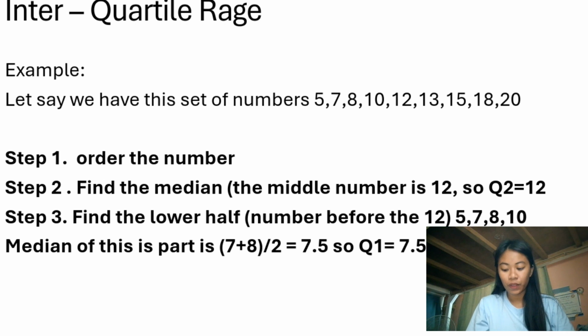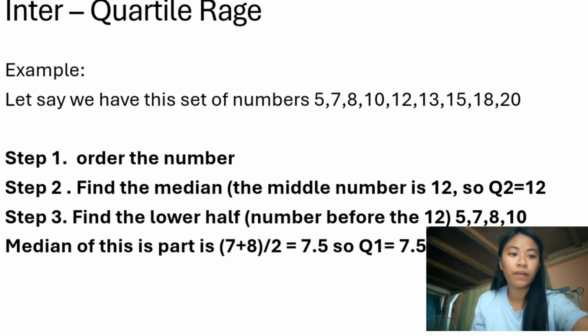And then, yung step 4 natin is find the upper half, numbers after 12, which is yung 13, 15, 18, and 20. Yung median naman niya dyan, median of this part is the 15 plus 18. Yung nasa gitna ng 13 plus 20. 15 plus 18 divided by 2 equals 16.5. So, yung Q3 natin dyan is 16.5.